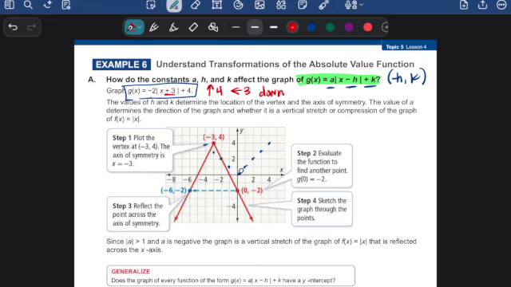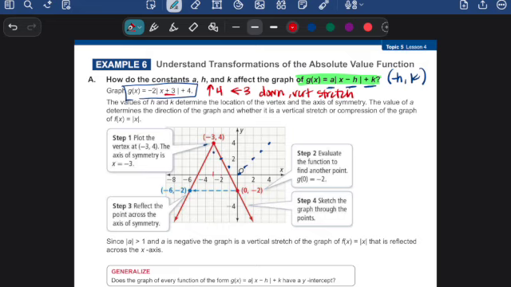And then the 2 scale factor, we're multiplying the output by 2, so every output gets doubled. This is a vertical stretch. Okay, so we're putting that all together. So instead of being at 0, 0, we're shifting to the left 3 and up 4. So 1, 2, 3, up 4, here's our vertex.